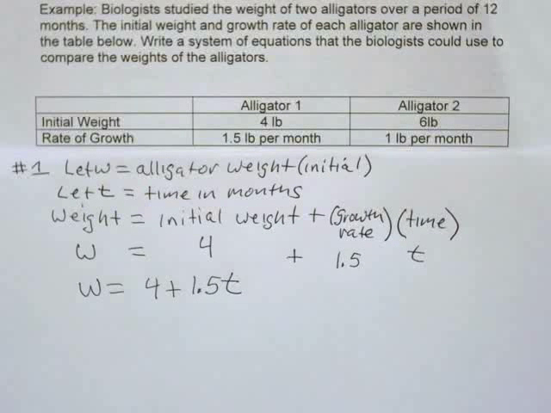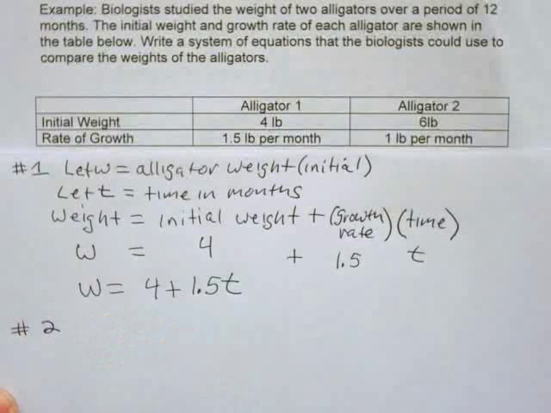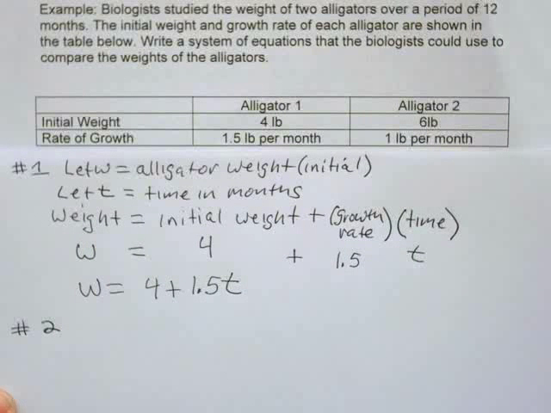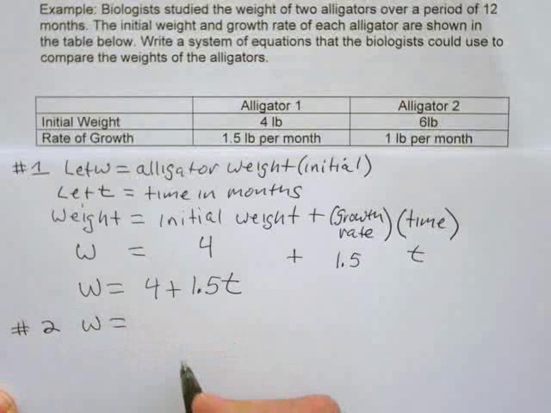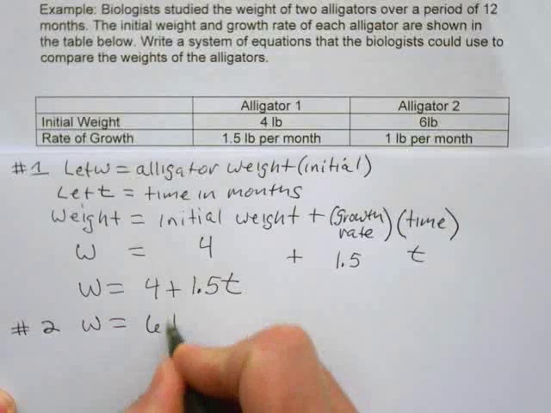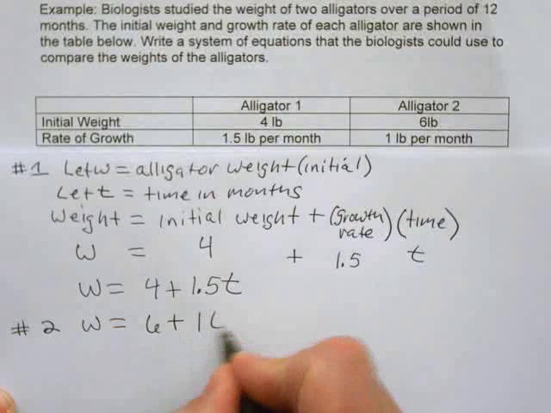My second equation is going to follow that same pattern. It's going to be the weight equals the initial weight plus the growth rate times time. So for number 2, the only thing that's changing here are my numbers. It's the same words, but my numbers are going to change. So what do I got? For number 2, W is going to equal, what did I start with? 6 pounds, plus it's growing at 1 pound per month, and that, of course, would be 1T.